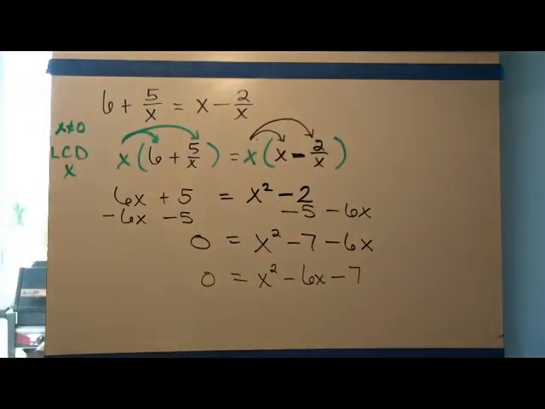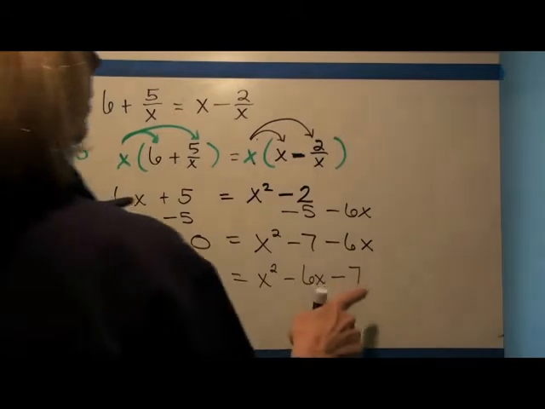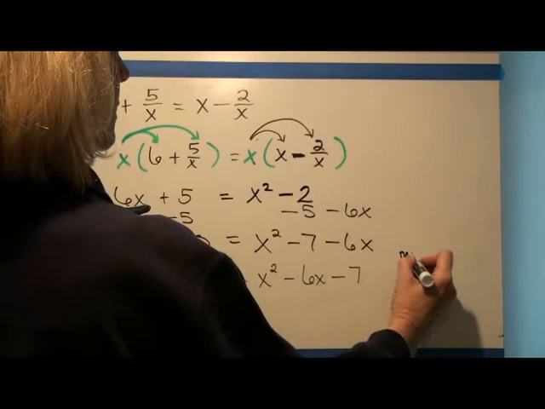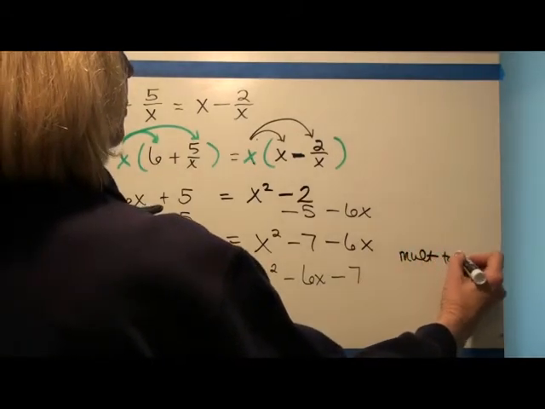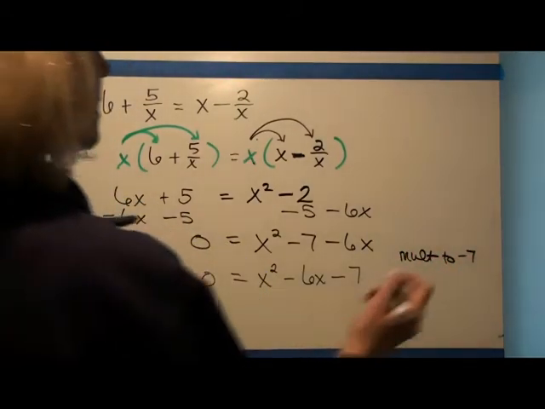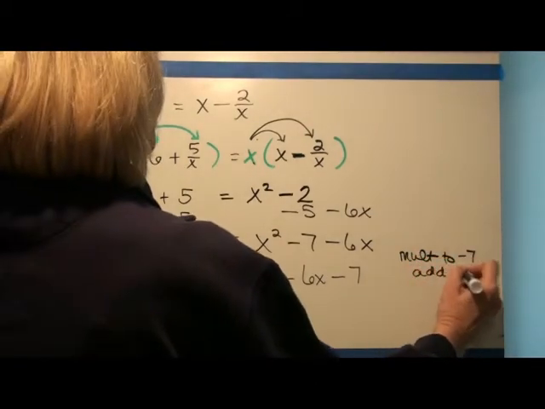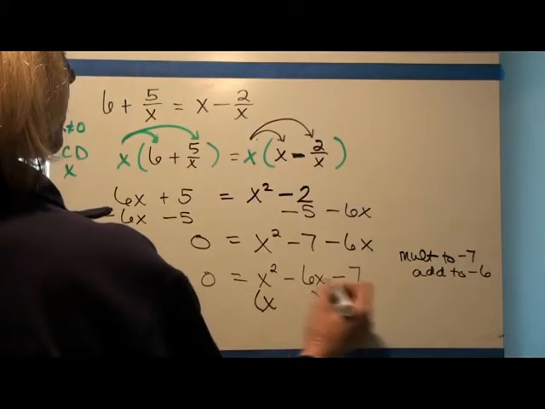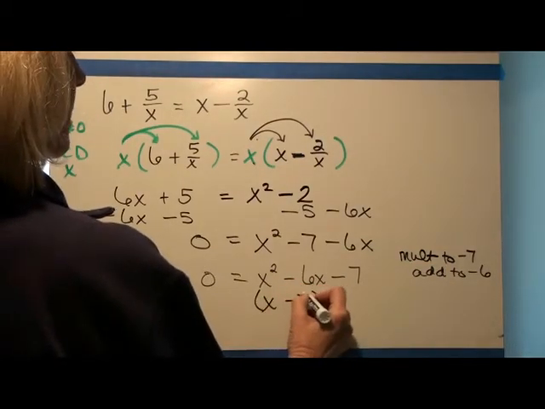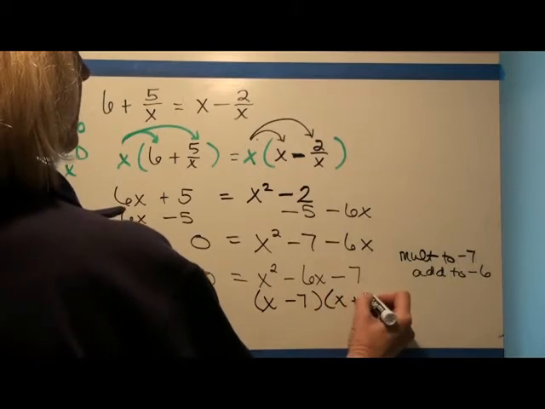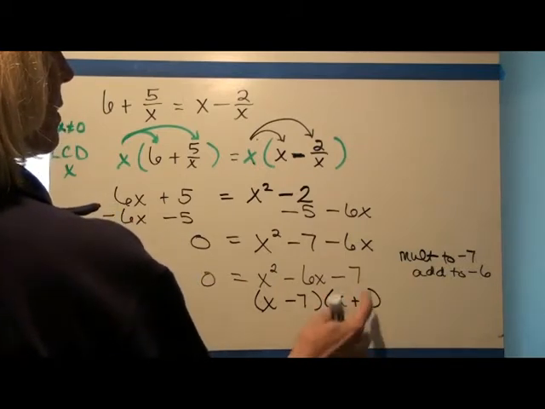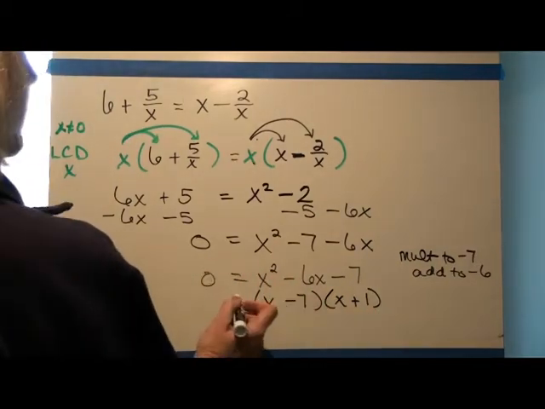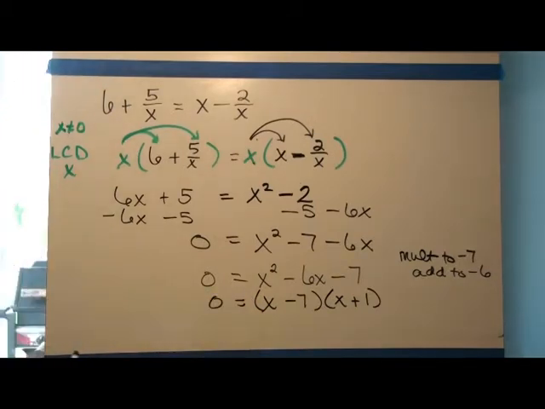What I'm looking for is two factors that will multiply to give me that negative 7, so it multiplies to negative 7, meaning they have different signs, and they need to add to negative 6. So that would mean that I could factor this into x minus 7, x plus 1. If I multiply those, they give me negative 7. If I add them, I get negative 6. So I know that that is actually the factoring that I need to solve this.